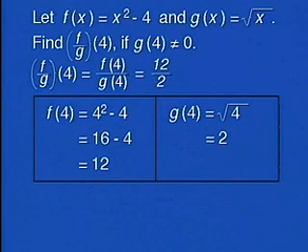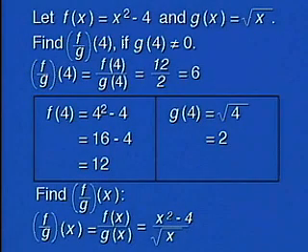So I get 12 divided by 2, which is equal to 6. Notice in general, we can also find f divided by g of x, and we get x squared minus 4 divided by the square root of x. Note here that x cannot equal 0.